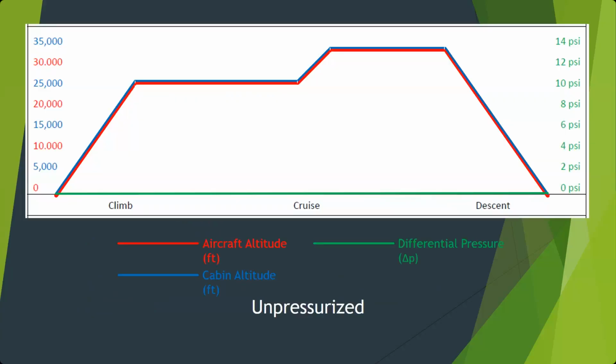So these look like separate, unpressurized here, and we have our altitude on the left in red and blue. Our differential pressures in green, differential pressure amounts on the right. And here you have red as aircraft altitude, blue is cabin altitude, and green is differential. This should look similar. You guys had to sketch this in one of the labs.